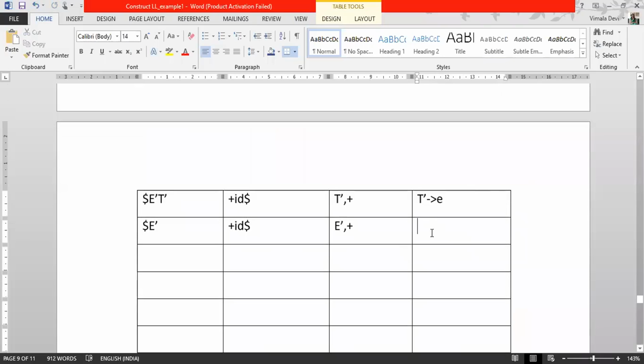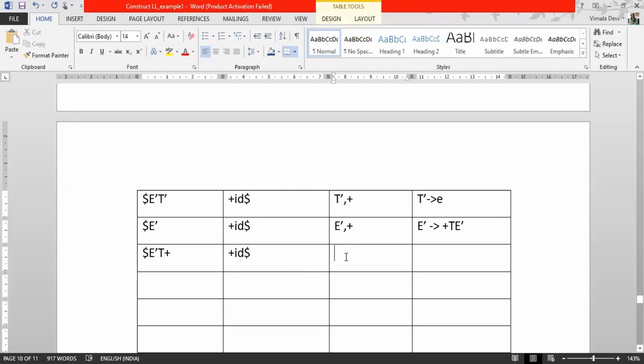So let us write the same rule here in the parsing action column. Now you know what is to be done. The stack contains dollar as well as E dash. In place of E dash, we have to replace whatever is available on the right hand side. So what is available on the right hand side? First you need to push E dash, followed by T, then followed by plus. And the string is plus ID dollar.